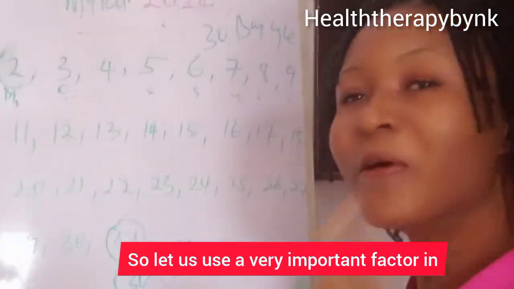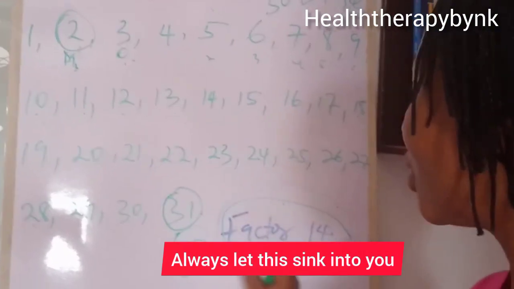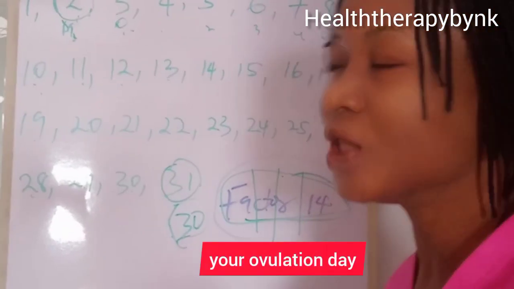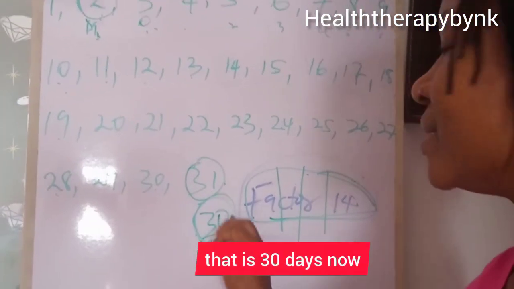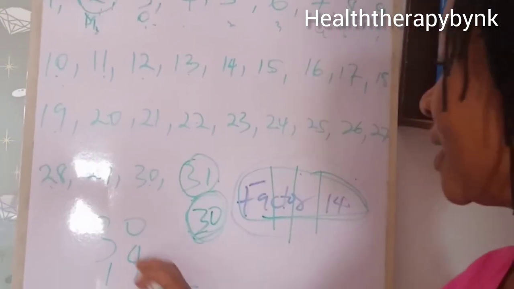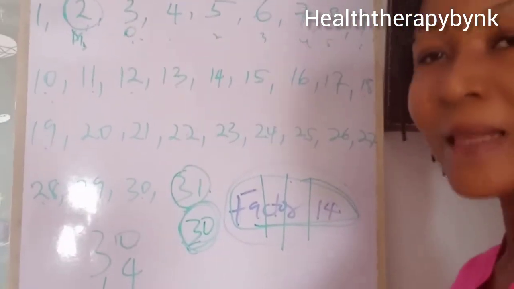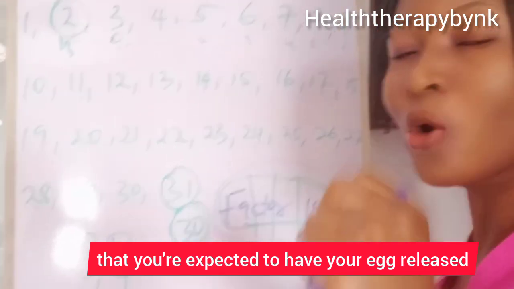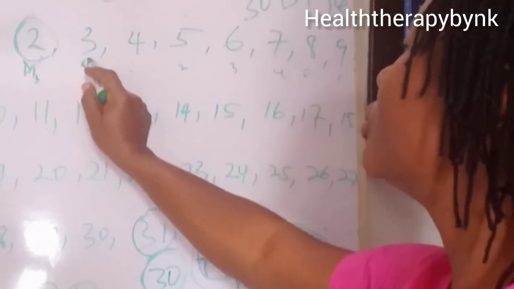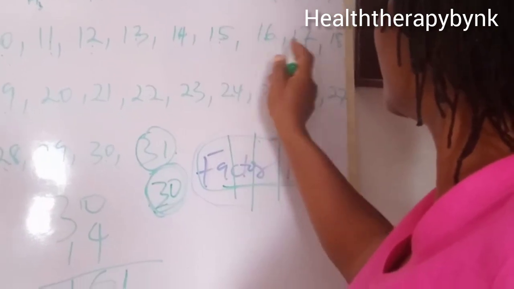So let us use a very important factor in calculating our ovulation day, which is factor 14. Always let this sink into you. Factor 14 is an important factor in calculating your ovulation day. So this particular cycle that is 30 days, all we have to do is 30 minus 14, and that will give us 16. It means it's on day 16 that you are expected to have your egg released. So let's check and see what day 16 will be. Starting again, 1, 2, 3, 4, 5, 6, 7, 8, 9, 10, 11, 12, 13, 14, 15, 16.